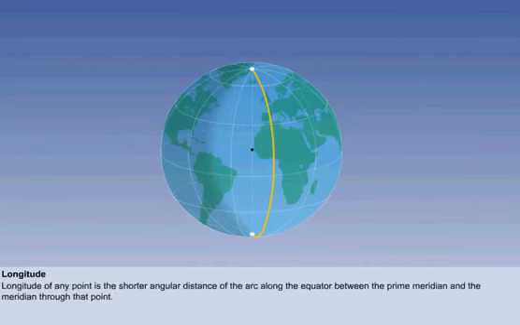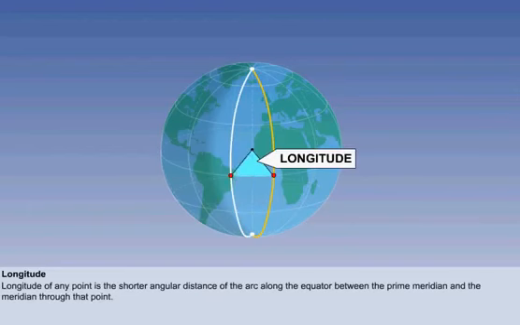Longitude of any point is the shorter angular distance of the arc along the equator, between the prime meridian and the meridian through that point. The angle is measured in terms of whether it is east or west of the prime meridian. In this example on the screen, the longitude is west of the prime meridian.